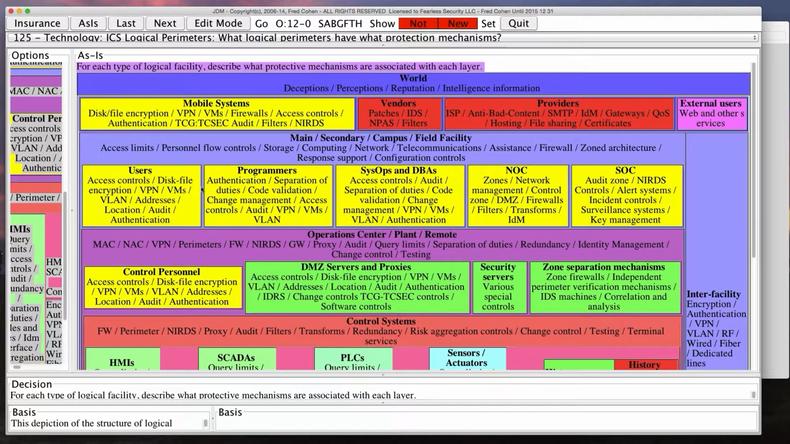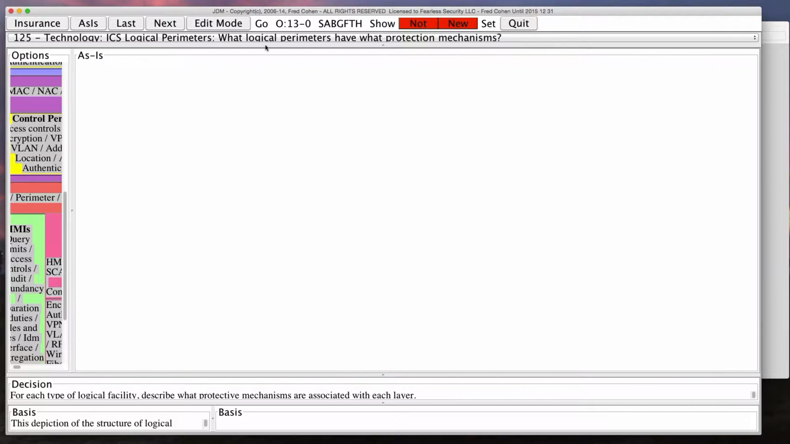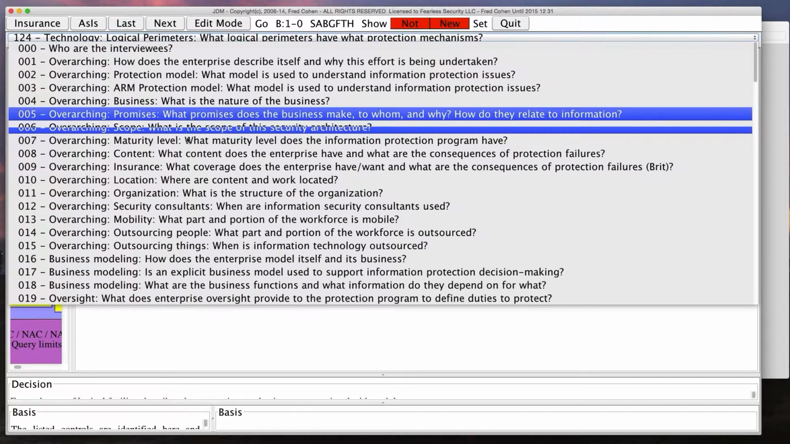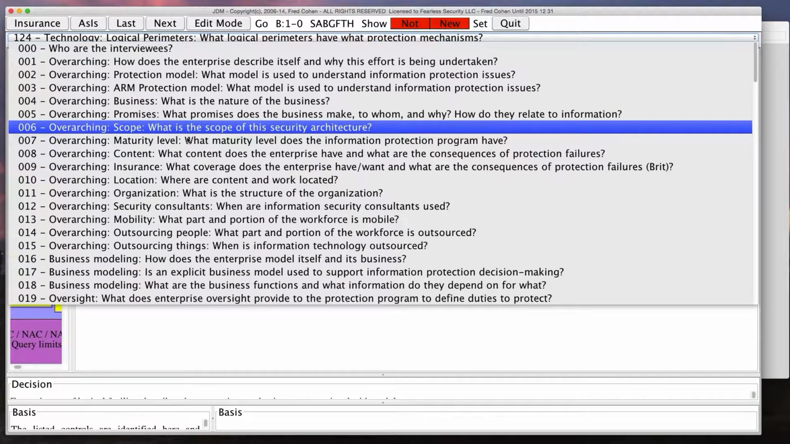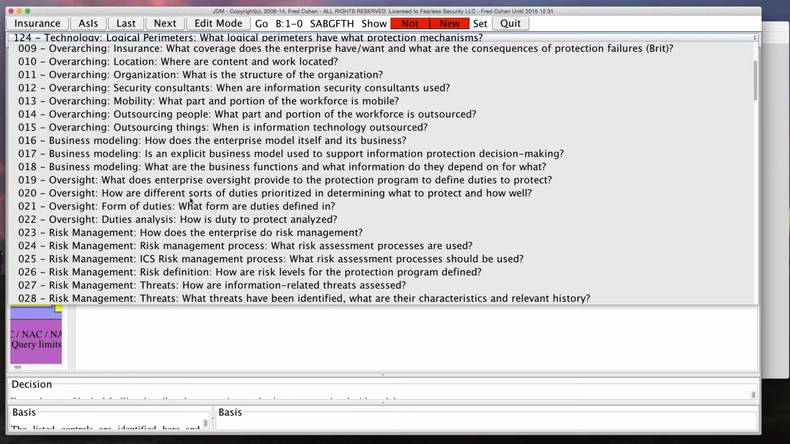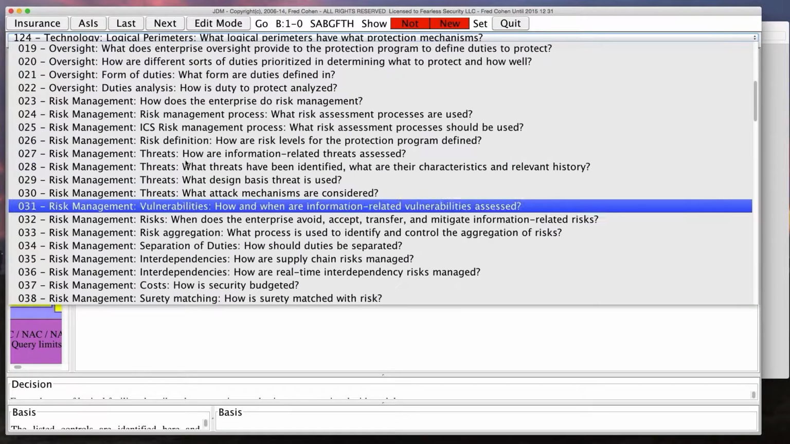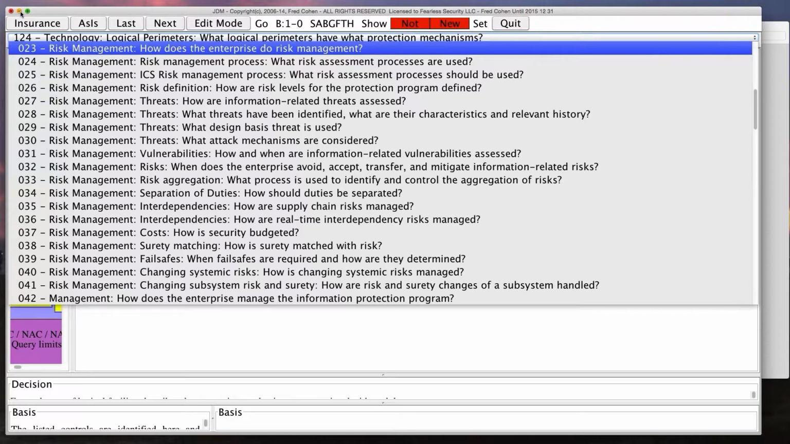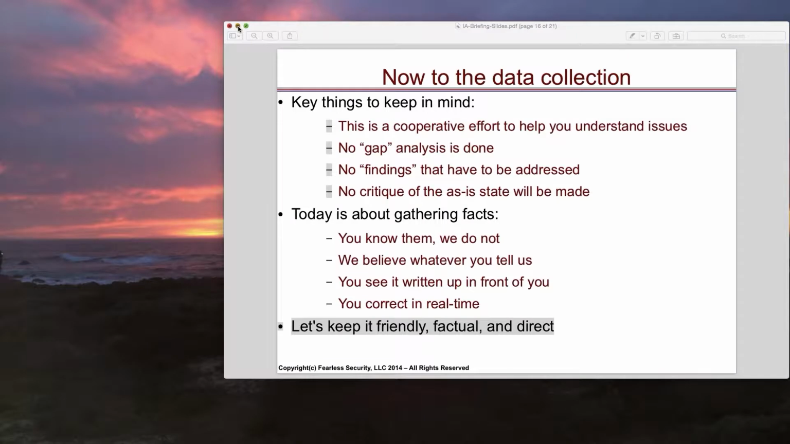And that's what you see on the screen, and that's what you will get in the report at the end of the day. And we cover a wide variety of areas, obviously, overarching business modeling, oversight, risk management, and so forth. So there's a wide range of issues that are covered, and we identify the current state. We also use this tool to identify reasonable and prudent future states.